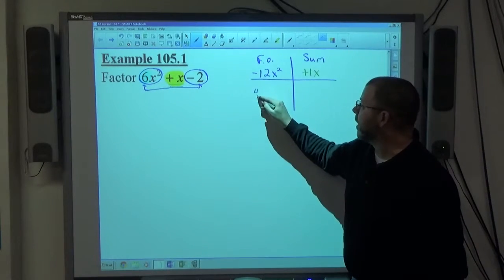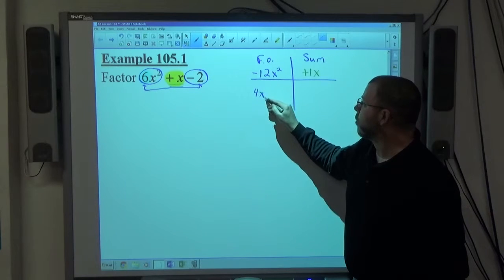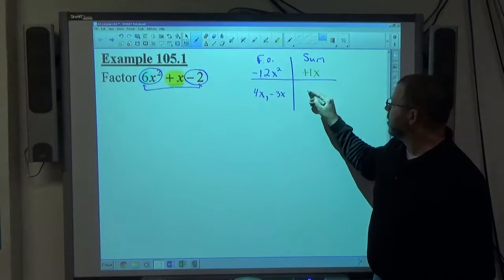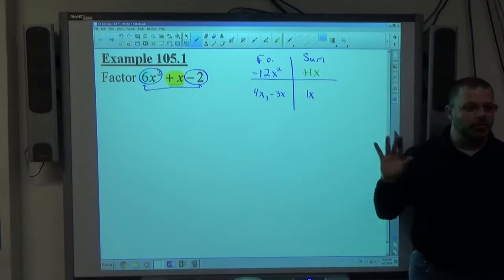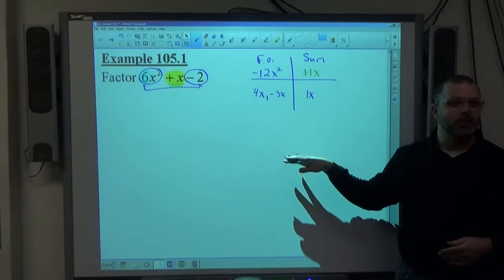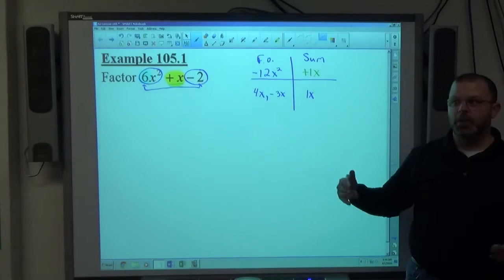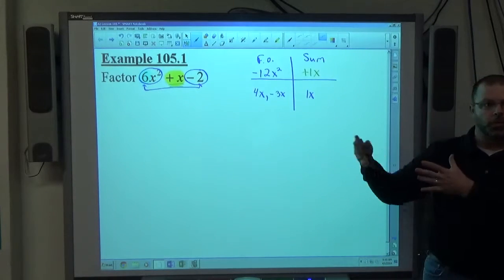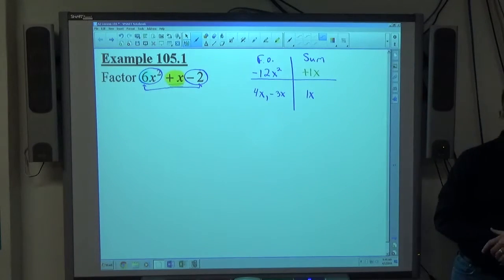That's +4 and -3, right? But I'm going to make 4x and -3x. I'm going to do it just like that. 4x minus 3x makes 1x. When you get the pairs, it shouldn't be that difficult to get the pair. I don't need you to list every single possibility. But if you can't think of it right off the top of your head, 1 times 12, 2 times 6, 3 times 4, just work your way up until you find the correct pair.